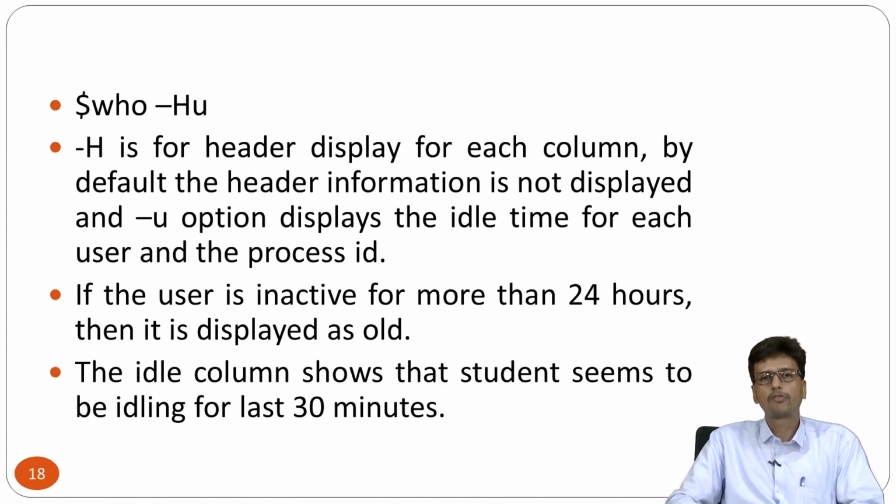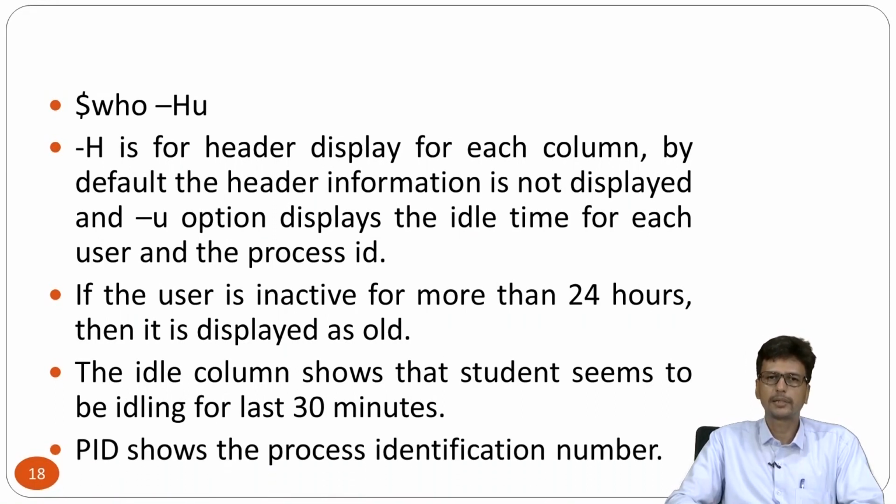If a user is inactive for more than 24 hours, it is displayed as old. What does it mean? For example, you are currently using the system and then you leave the system, and more than 24 hours pass, so that user will be considered as old. Same way, suppose some user is idle for 30 minutes, then it can also be marked in the idle column, for how much time that particular user is inactive. That doesn't mean that the user is logged out, but it is inactive. Then the PID, that is the process identification number, will also be displayed by this command.